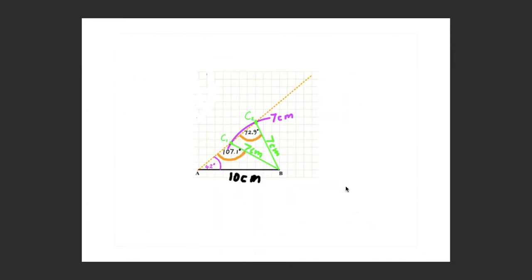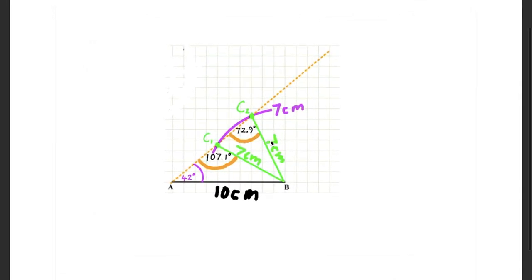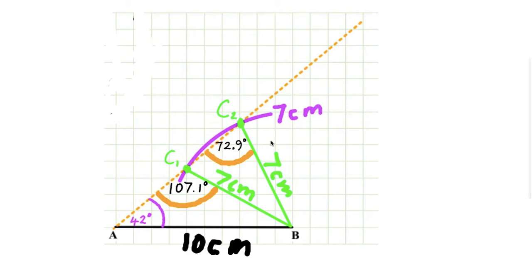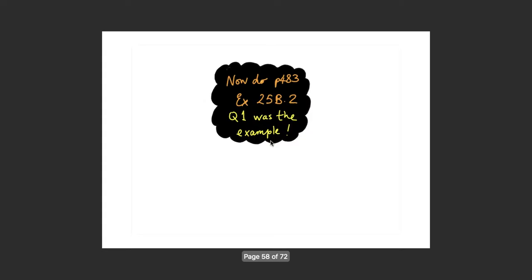And looking at the diagram that we constructed, oh, in fact, there it is. So 107.1 down there and 72.9 up there are two possibilities for what angle C could have been from the information given. Okay, so there are some examples from the book, and question one was the example I just ran through. I've also got another video for this proving the sine rule, so you might want to check that out.